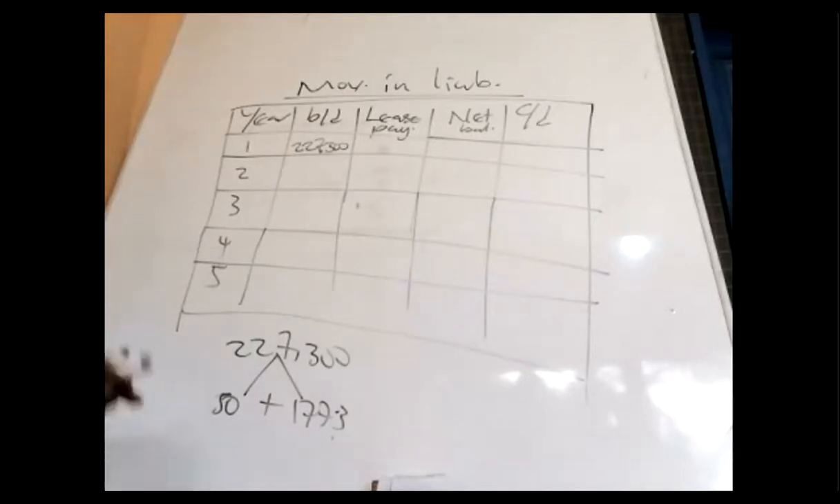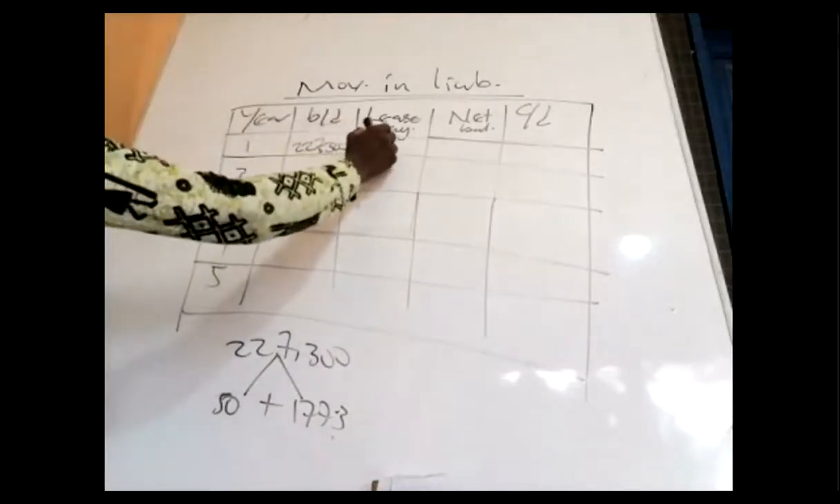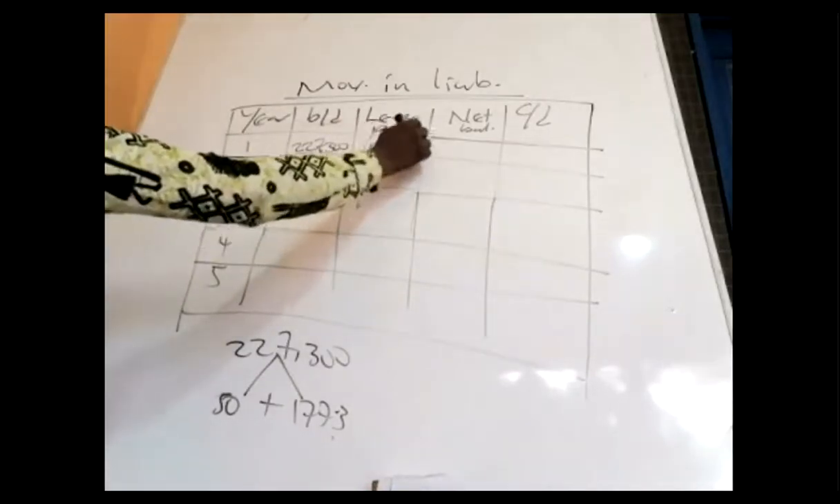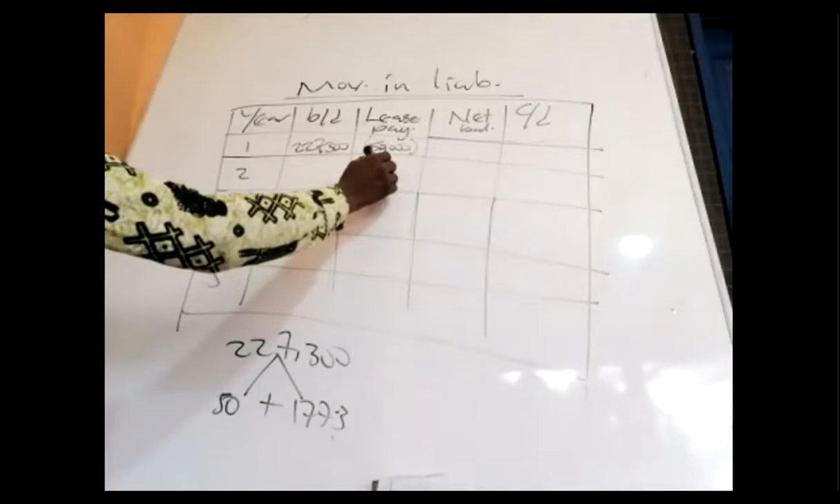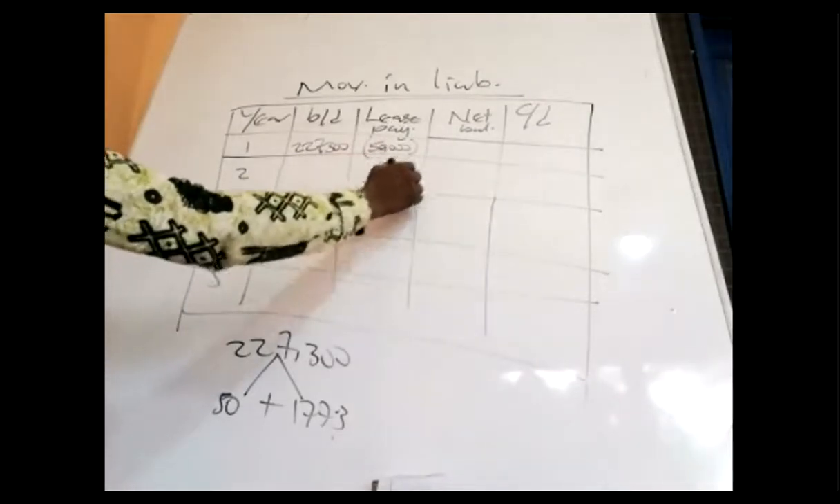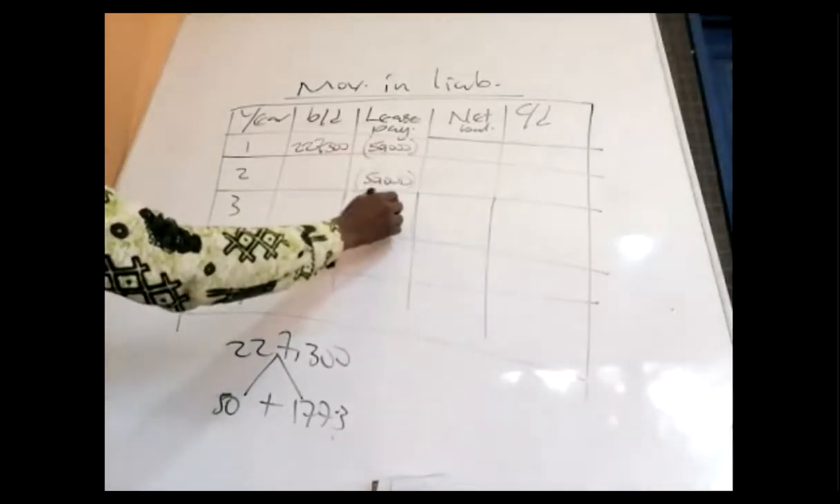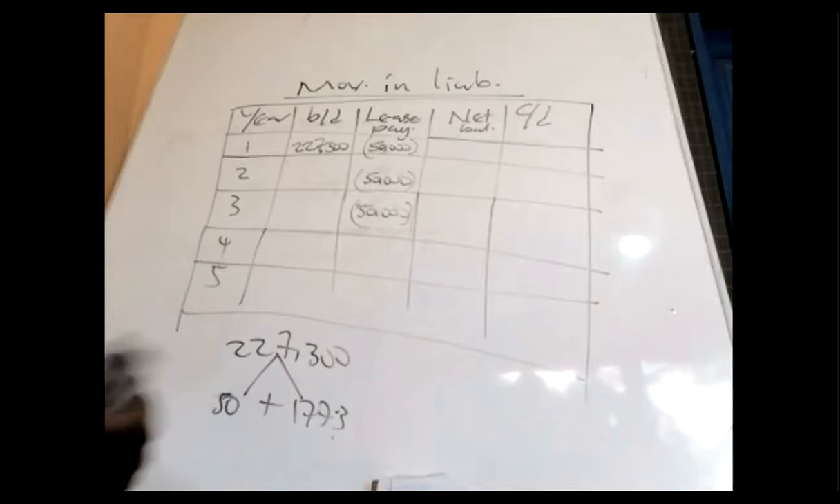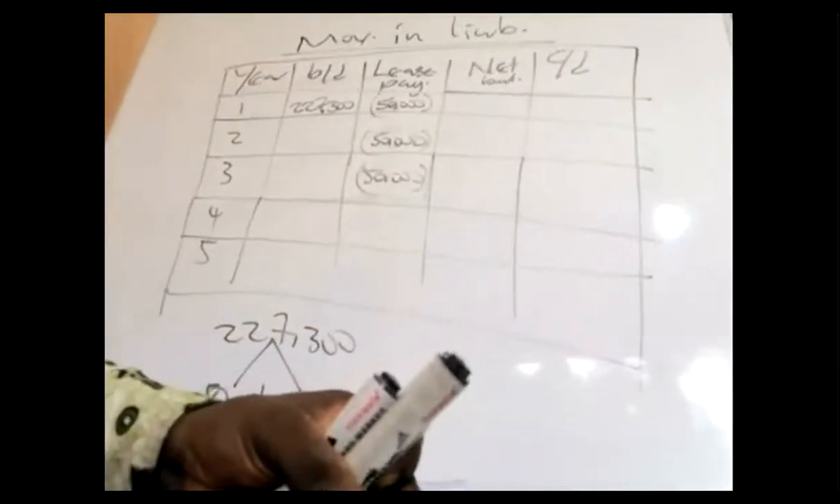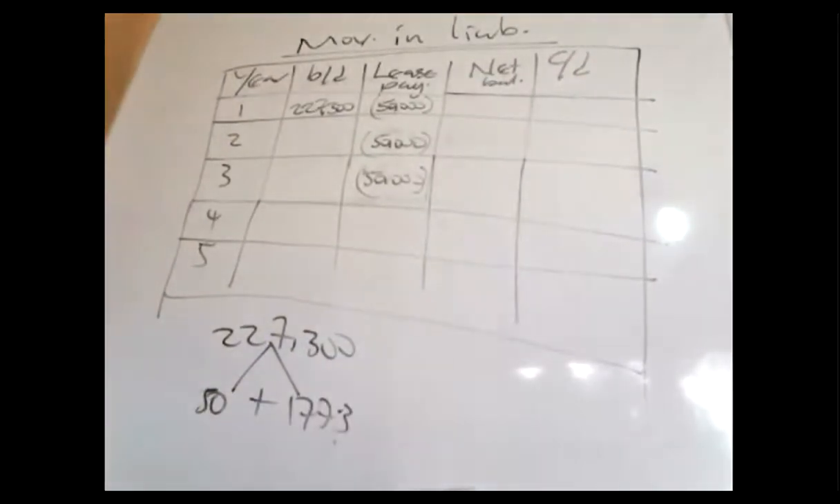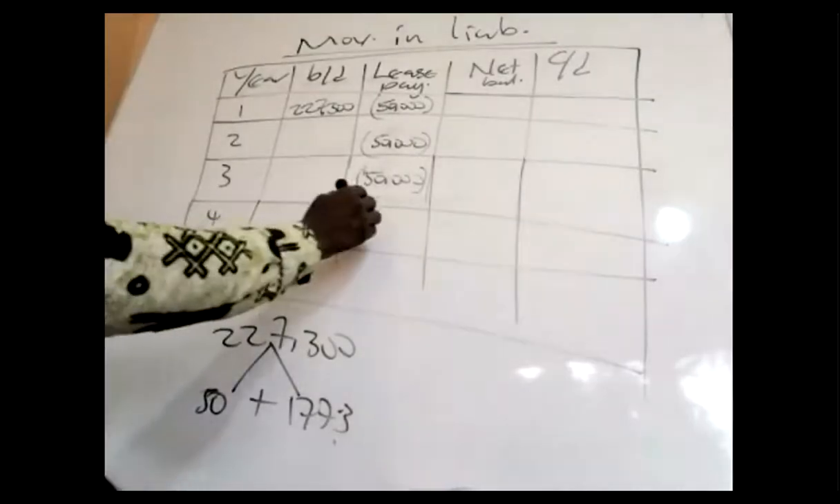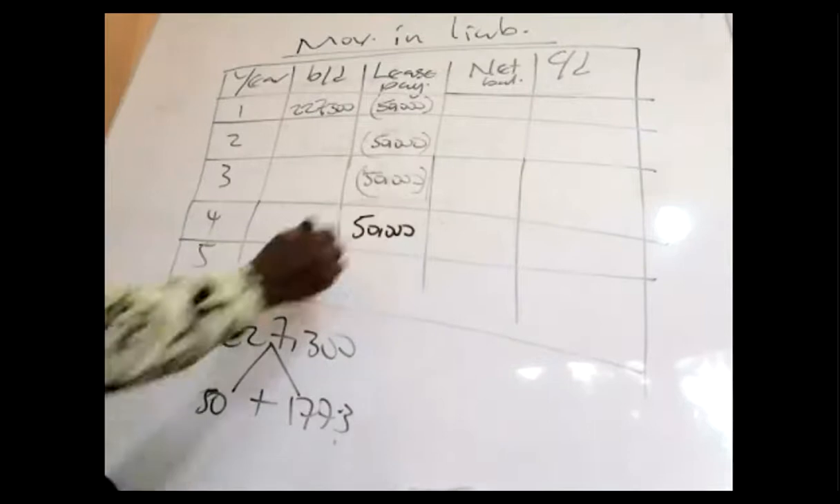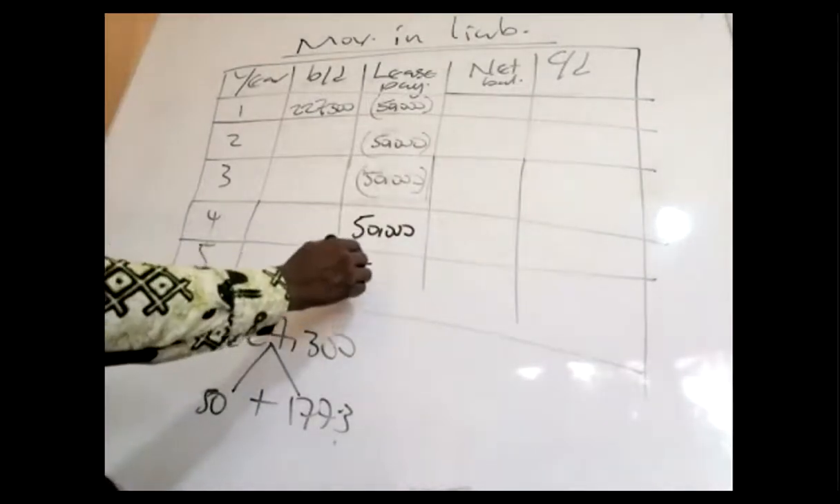And immediately, if I paid the lease in advance, record 50,000 here throughout.